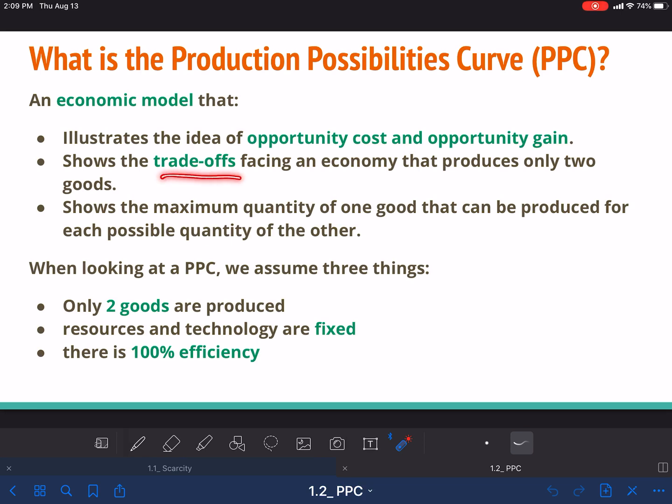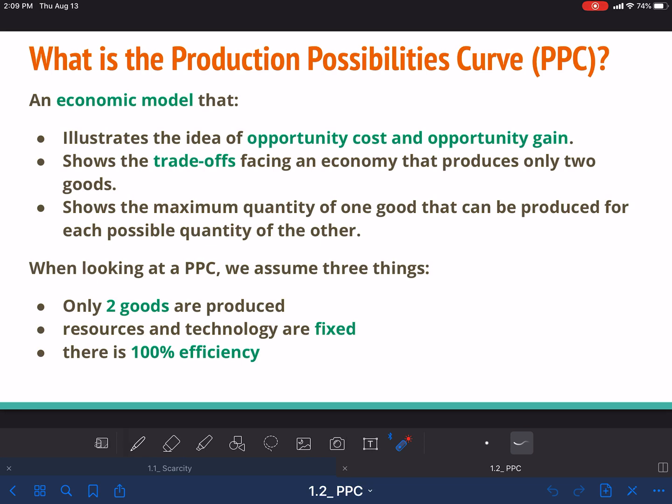And it will also show our trade-offs that a nation faces when they only make two goods. So one thing that we assume when we're talking about the production possibilities curve is that a nation can only make two goods or two services, and that's it. Is that realistic? No. Most nations make more than two goods or two services, but for the simplified economic model, we're going to assume they can only make two. So we're going to start to see the trade-offs or what they have to give up in order to make one more of another product. It also starts to show us maximum quantities that they can make of each good together.